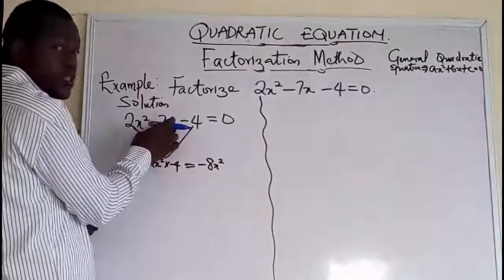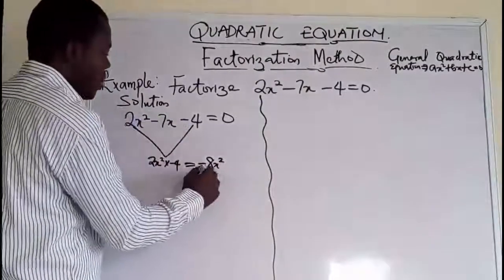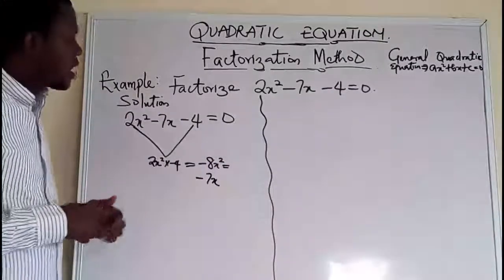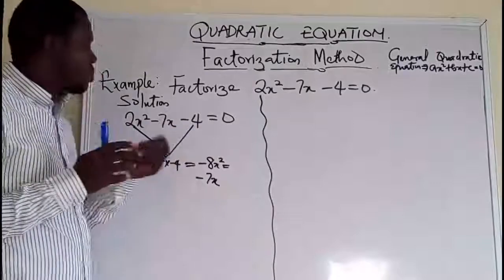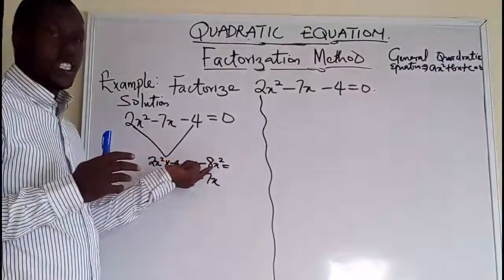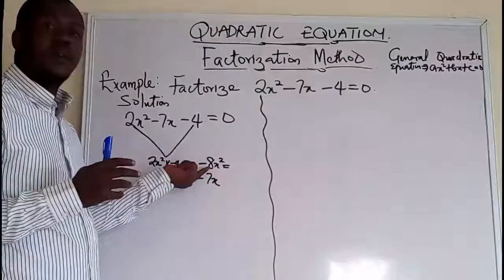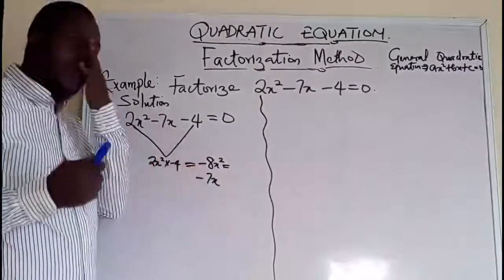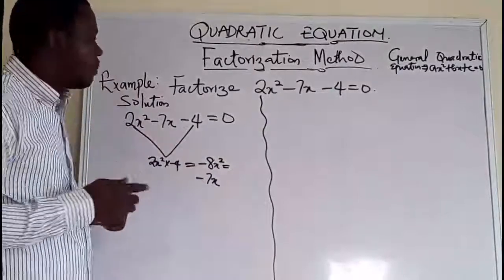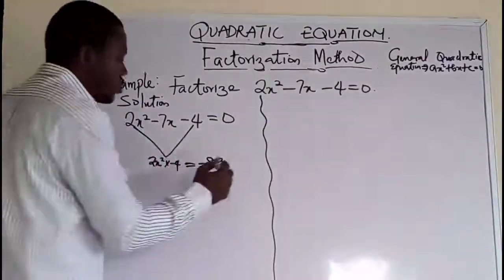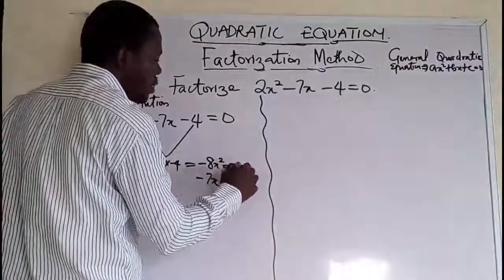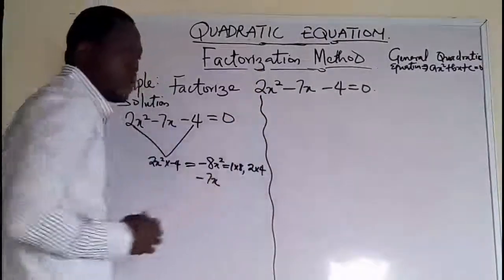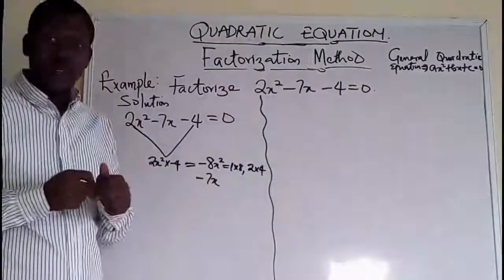And then we write this number that we have here, minus 7x. Now, what we need to get are numbers that we multiply together that will give us 8, because 8 is the coefficient here. Don't look at the minus yet. What are those numbers that multiply together to give 8? The first is 1 times 8. The second is 2 times 4.